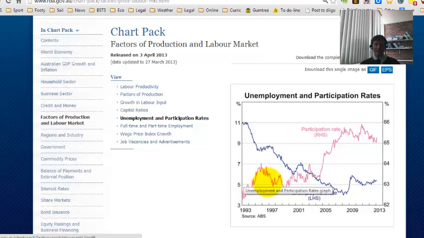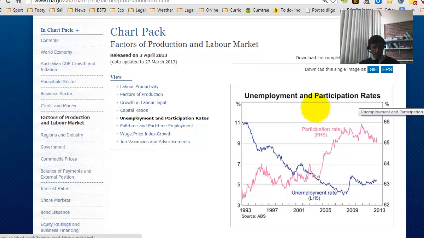The participation rate, the pink line, has been going up consistently. Since 2005, when we experienced labour shortages and there were more enticements to get back into work, the government managed to increase the participation rate to above 65, where it currently sits.